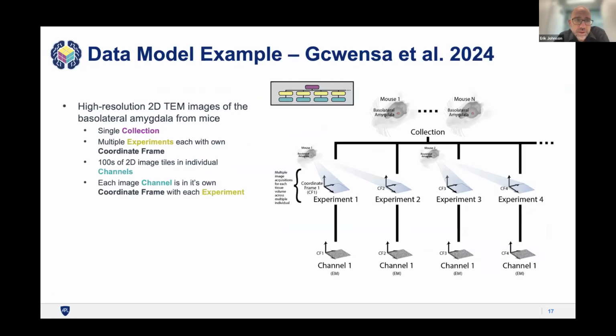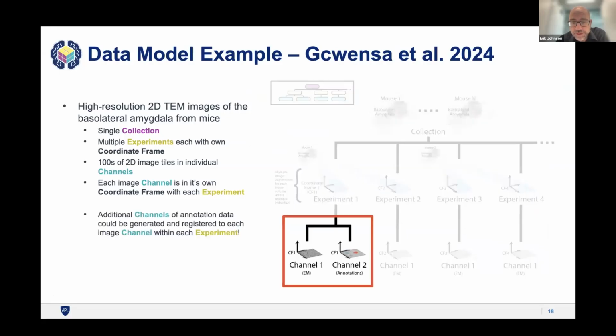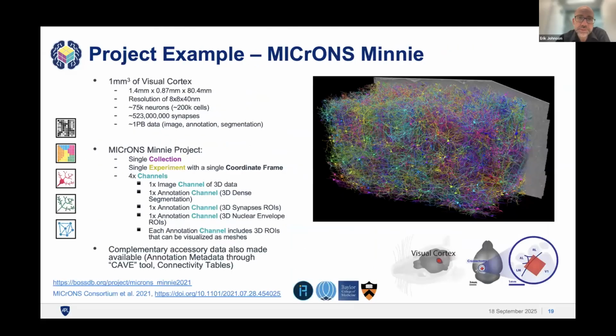And so this comes together where these different samples, like I mentioned, are associated with different coordinate frames and then different channels. And then within each channel, you can have not only the electron microscopy data, but the different associated annotations. Now, this can scale up to quite large and ambitious projects.